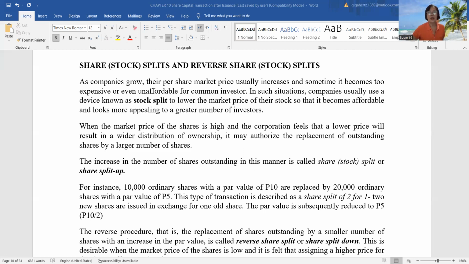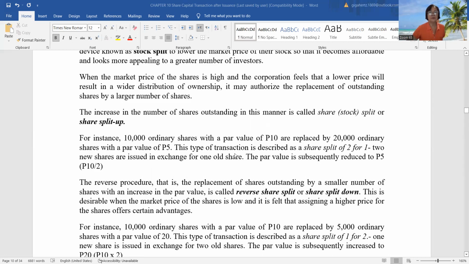For instance, 10,000 ordinary shares with a par value of 10 pesos are replaced by 20,000 ordinary shares with a par value of 5 pesos. This type of transaction is described as a share split of 2 for 1. Two new shares are issued in exchange for one old share. The par value is subsequently reduced to 5 pesos.